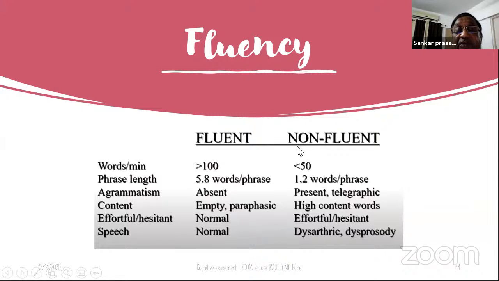High content words and non-fluent, because the comprehension is preserved here. Effortful and hesitant speech, these both are normal in Wernicke's aphasia, but in Broca's, effortful, hesitant, dysarthric and dysprosody, these are the characteristics of anterior aphasia. So this aphasia or this language fluency test, which is done in neurodegeneration, is different from what we do in strokes. Mind that.